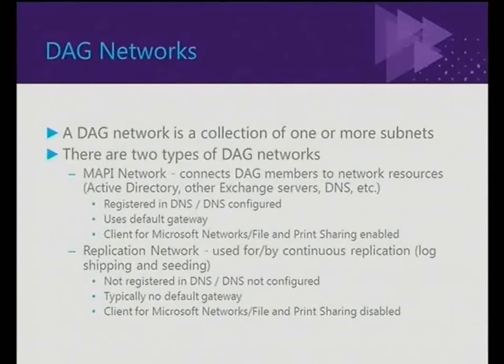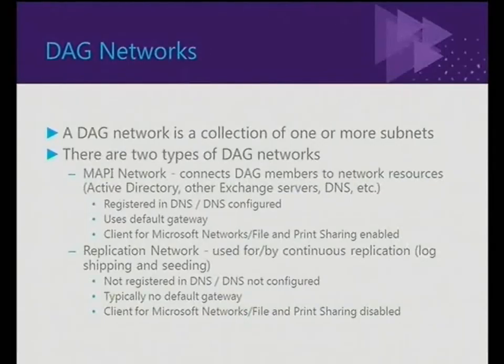In fact, most of the networking in the high availability platform in previous versions was largely provided to us by the Windows failover clustering component. Since we don't use that component the same way we used to, now we have our own networking constructs, and those objects are simply referred to as DAG networks. So a DAG network is nothing more than a collection of subnets. Each DAG network has one or more subnets associated with it.